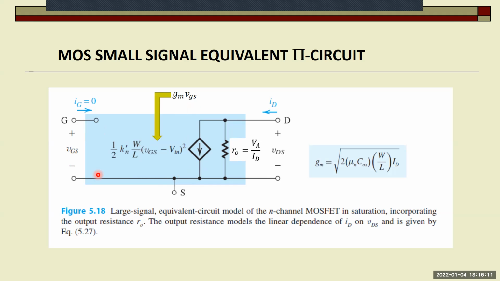And so what is gm? gm is the square root of 2 mu n Cox, W divided by L, that's the important parameter of the transistor, and drain current. So like the small re in BJT, gm is also dependent on the biasing parameters, and in fact, drain current.